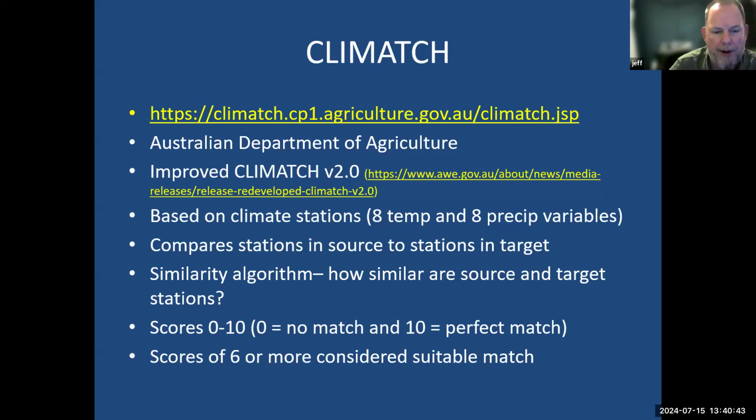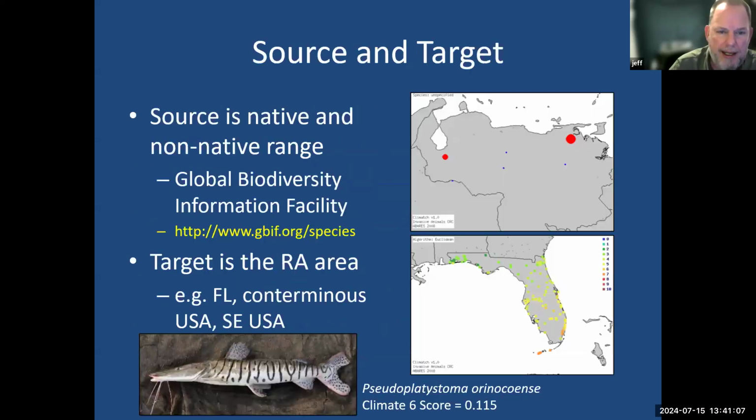Their scores, they range from 0 to 10, no match to perfect match for each individual climate station. And then you do a little bit of math. What's the proportion that are 6 or above out of the whole group of climate stations in your risk assessment area? And that's a climate 6 score. I'll show you that just in a second. And 6 or more is considered to be suitable match. So this is an example of a source map and a target map.